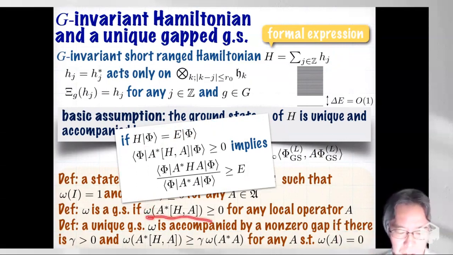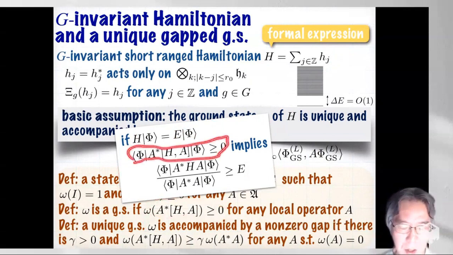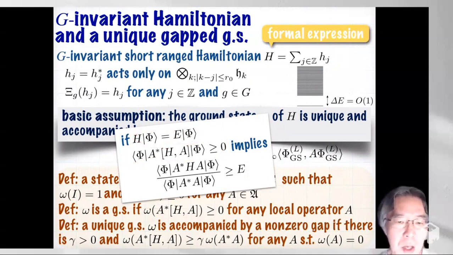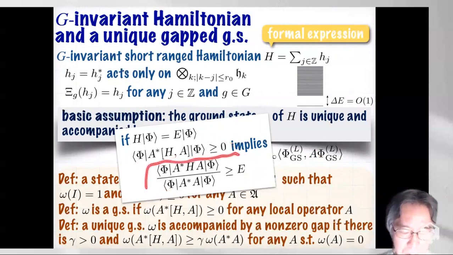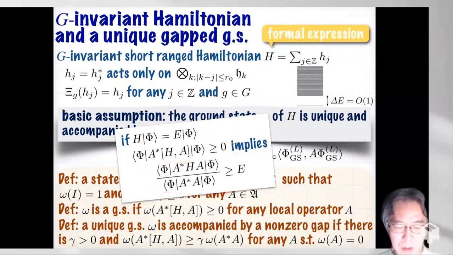So this mysterious relation reads like this in this finite volume language. And now, if you simply expand this and use the fact that phi is an energy eigenstate, you easily see that this inequality is rewritten in this way. But this has clear meaning. What is this? Well, this is the energy expectation value in the state A phi.